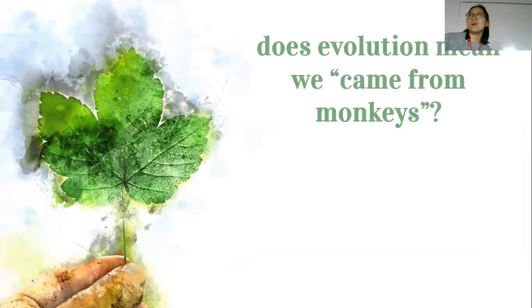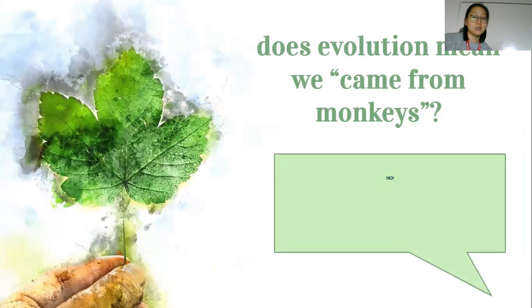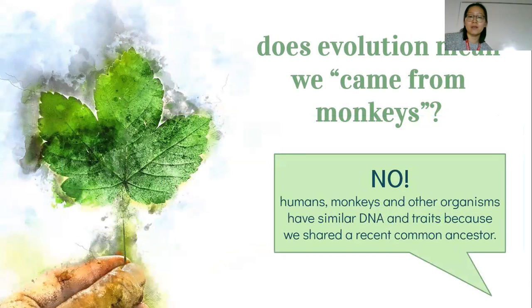So the age-old question that everybody asks is, does evolution mean we came from monkeys? And the answer is no, right? Humans, monkeys, and other organisms will have similar DNA and traits because we share a recent common ancestor, which means in that branching of speciation since the start of life, there's been multiple branching incidents, right? It just so happens that the branching that separates us and monkeys happened more recently than the branching between us and turtles, right? So that's why we're more similar to them. It doesn't mean that we came from monkeys, though.